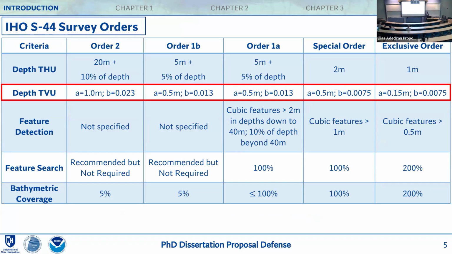Because in my work, for us to estimate what I'm calling the interpolation-aware TVU, we need to understand the TVU of the measured depth itself. And that is usually calculated using this formula shown below, where A represents the depth-independent component, B represents the depth-dependent component, and D itself is the depth.